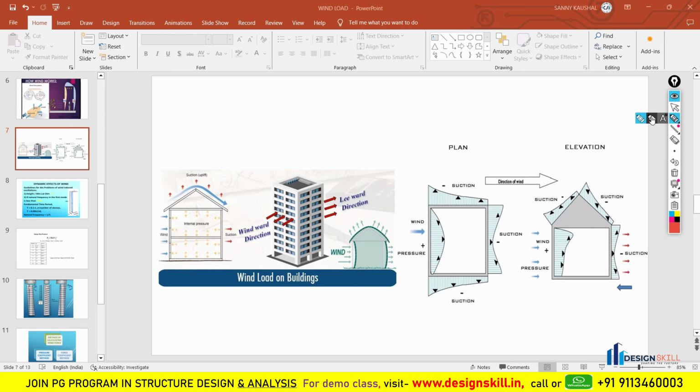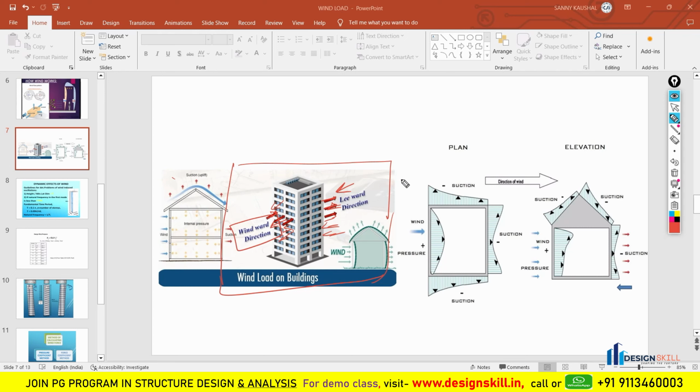Now move to the next diagram, which is similar to this. There is a little change here: instead of this structure there is a building. When the wind is applied in this particular direction, we can call this the windward direction. The part from where the wind is applied we call the windward direction, and just opposite of it is called the leeward direction. So if the wind is applied in this direction, then this is going to be the windward direction, and this will become the leeward direction.